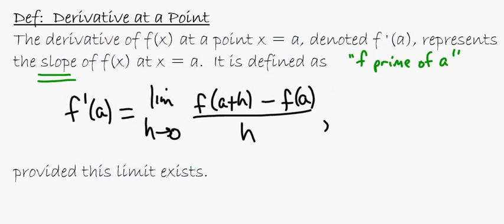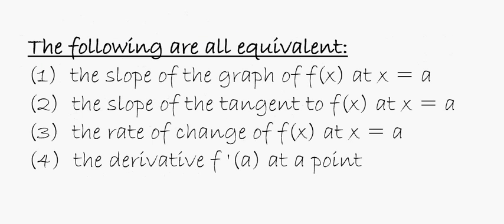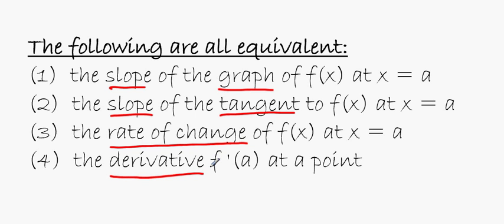Some verbiage for you. The following are all equivalent. I'm going to go back to pen. Sorry, folks. If we're going to talk about the slope of the graph, that is the same as talking about the slope of the tangent to the graph. The slope of the graph and the slope of the tangent to the graph are exactly the same. The slope of the tangent tells me what the rate of change is at a particular moment, and that rate of change is by definition a derivative. All of those terms are interchangeable.